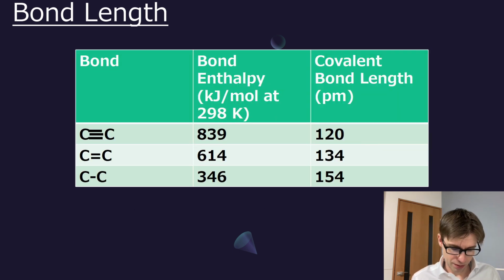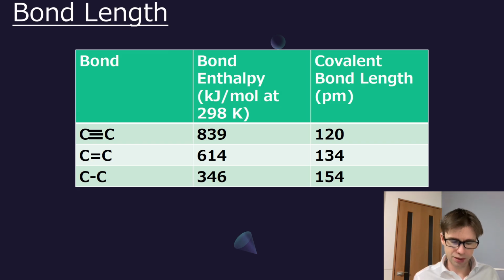All right, so let's see some real examples. C triple bond C is 839 kilojoules per mole at 298 Kelvin. Its length is only 120 picometers. C double bond C is less than that in terms of strength, 614. Its length is a little bit longer, 134. And C single bond C is 346 kilojoules per mole, bond length 154.